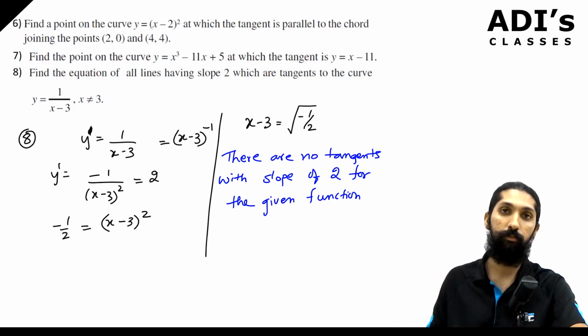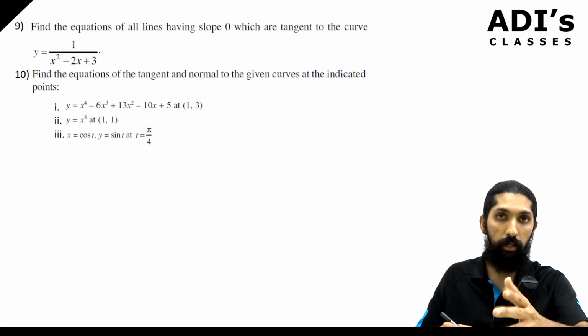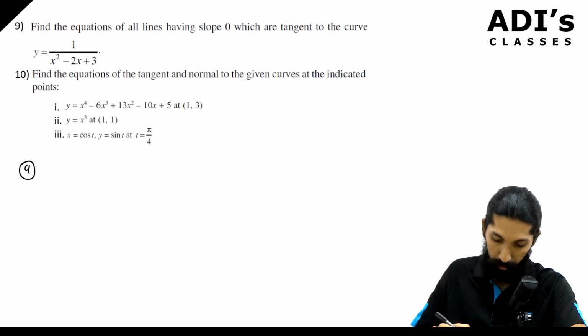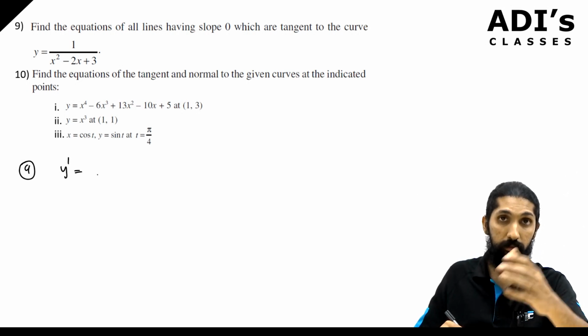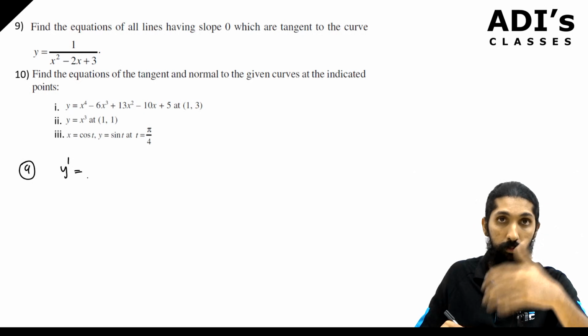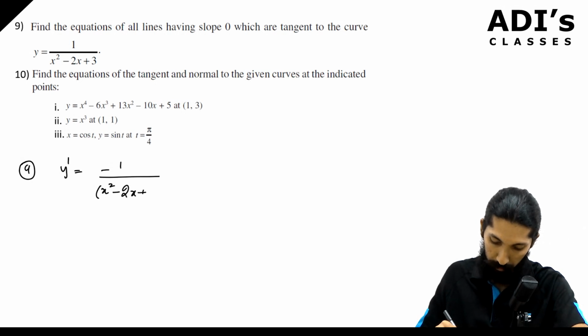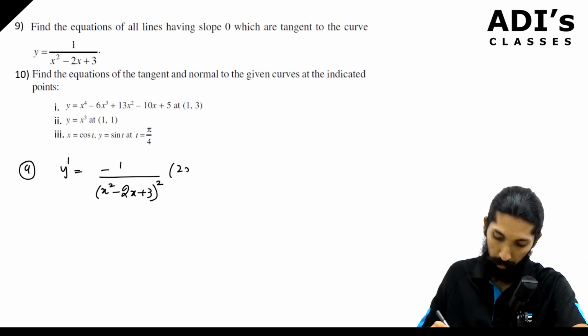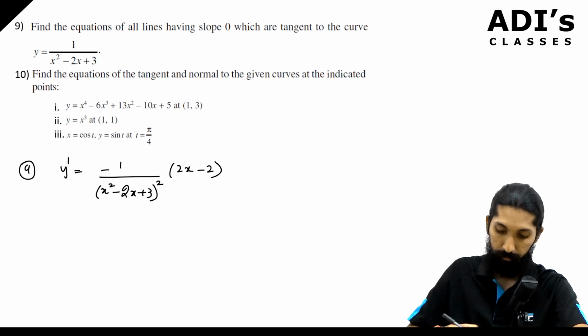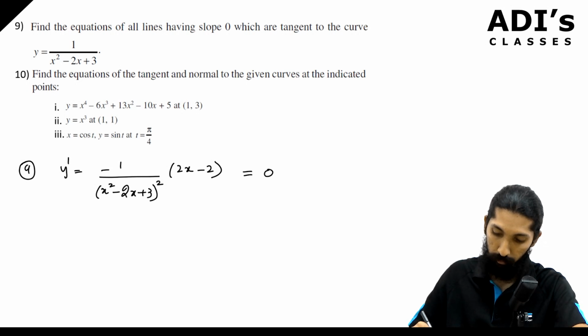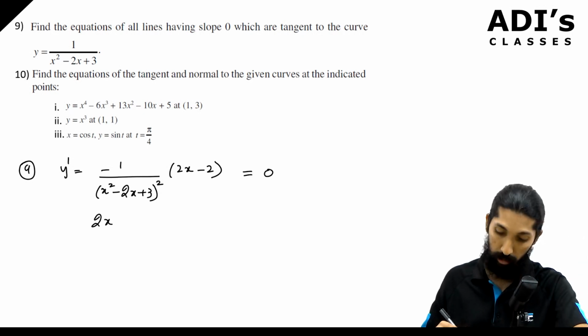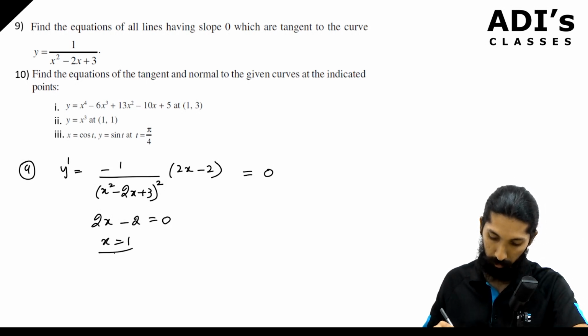Okay, let's do the 9th one now. So let's differentiate the 9th one first. So y dash is equal to, again, guys, I'll take this as (x square minus 2x plus 3) whole power minus 1, just like what we did in the previous one. So you'll get minus 1 by (x square minus 2x plus 3) whole square into (2x minus 2). And this one has a slope of 0. This is possible only when the numerator is 0, correct? That means 2x minus 2 is equal to 0, or x is equal to 1.